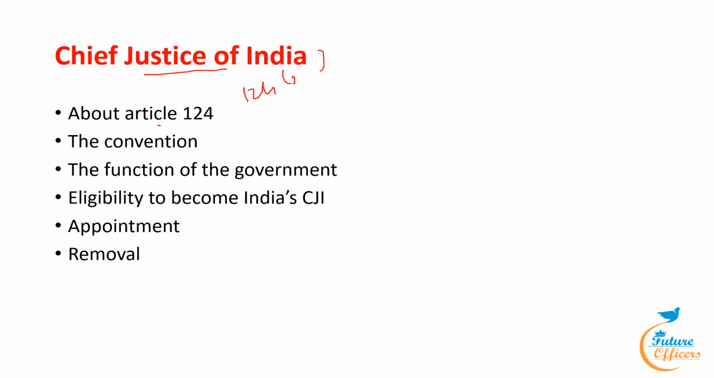What are the eligibility criteria to become a CJI? To be an Indian citizen is the foremost eligibility. Then, be a distinguished jurist in the President's estimation. Have served as a judge of a High Court, or two or more such courts in succession, for at least 5 years. Also, one has to have served as an advocate of a High Court, or two or more such courts in succession, for at least 10 years.